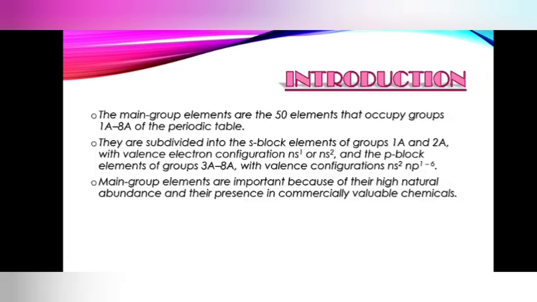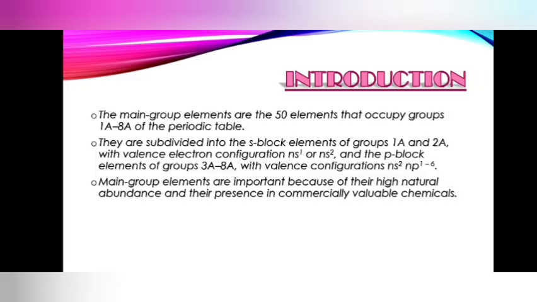They're divided into S block elements of group 1A and 2A. It means that group 1A and 2A are the S block elements. Their last electron is present in the S subshell. With the configuration, in group 1A we have 1 electron in the last shell, and in group 2A we have 2 electrons present in the last shell. P block elements are from group 3A to 8A, and their configuration is ns2 np1-6.